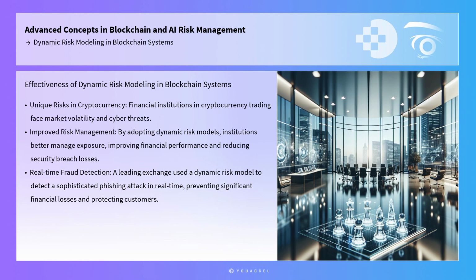For example, a leading cryptocurrency exchange implemented a dynamic risk model that continuously monitored transaction patterns and network activity for signs of fraudulent behavior. This model was able to detect a sophisticated phishing attack in real time, allowing the exchange to prevent significant financial losses and protect its customers.